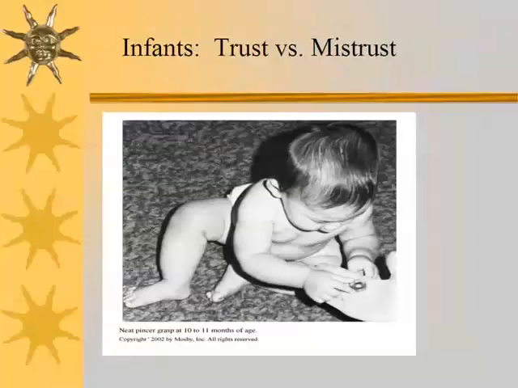According to Erikson, infants are in that trust versus mistrust phase. In other words, they need to learn to know that when they're hungry, somebody's going to feed them. When they're wet, somebody's going to change their diaper. Or when they just need a little TLC, that someone will comfort them.